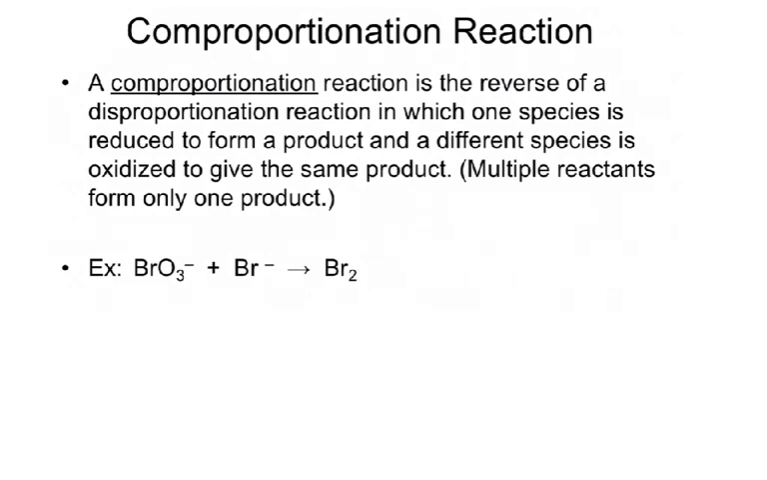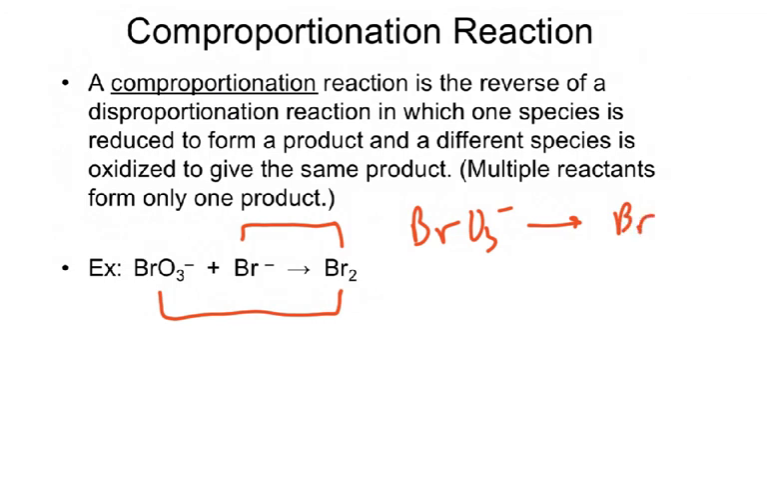Comproportionation would be the exact reverse of disproportionation. Here you have 2 reactants becoming 1 product, and notice that in a comproportionation, 1 species is being reduced to form a product just like that, and a different species is getting oxidized, and it gives you the same product. The way you would set this up would be the same way you would put BrO3 negative, and you would set it up to the 1 product, just like this. And then the other one would be the other reactant to the same product. You set them up equal to the same product.